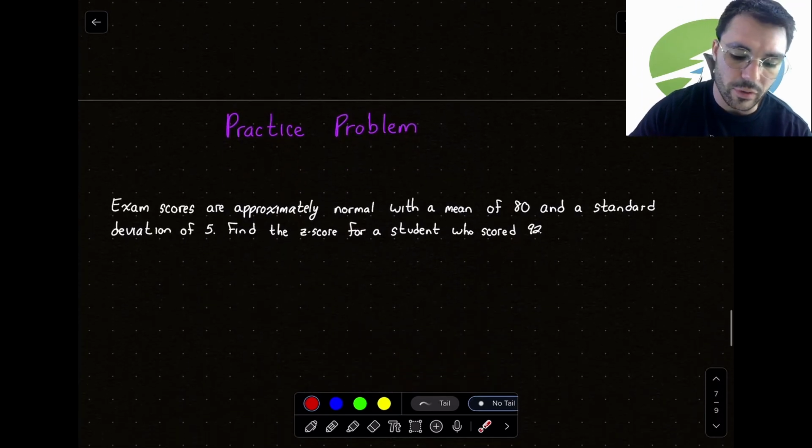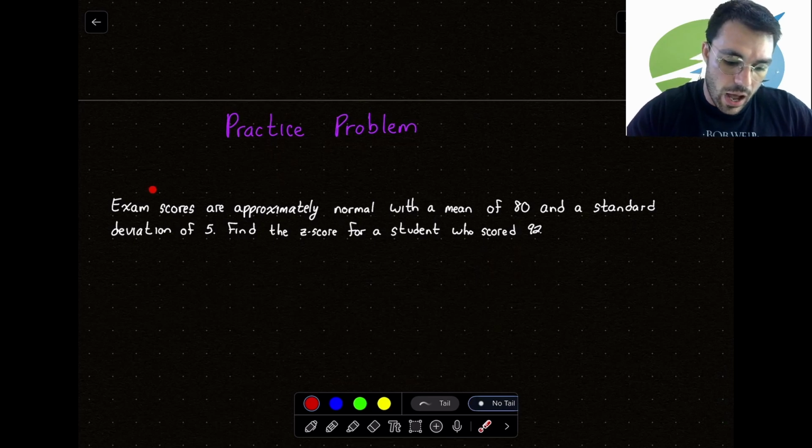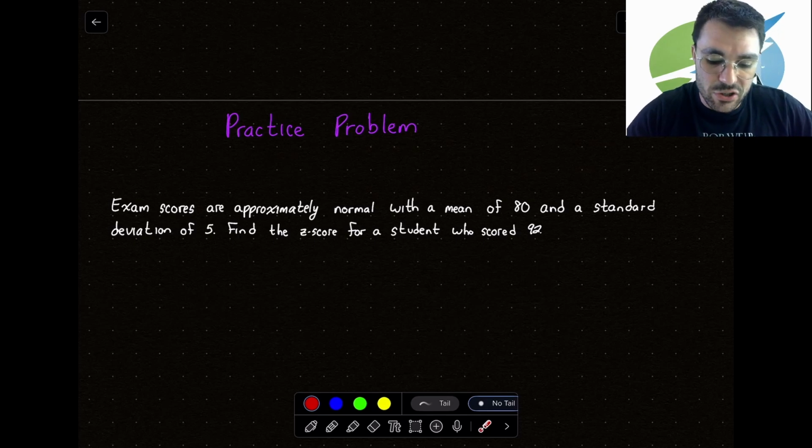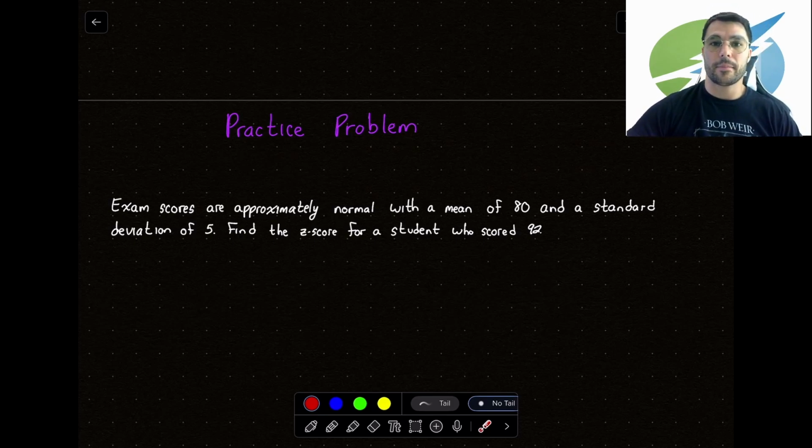Here's a little practice problem with our z-scores. Exam scores are approximately normal with a mean of 80 and a standard deviation of 5. Find the z-score for a student who scored 92. I'll give you a minute to pause here and take a stab. All right. Hopefully we paused and looked at this.